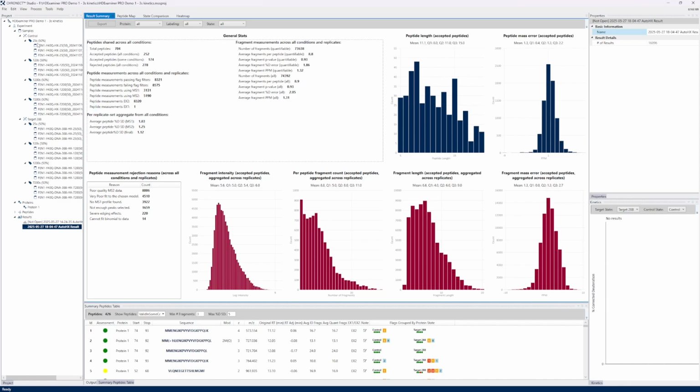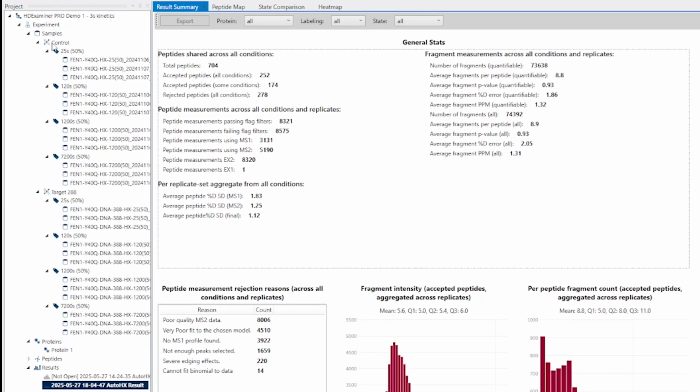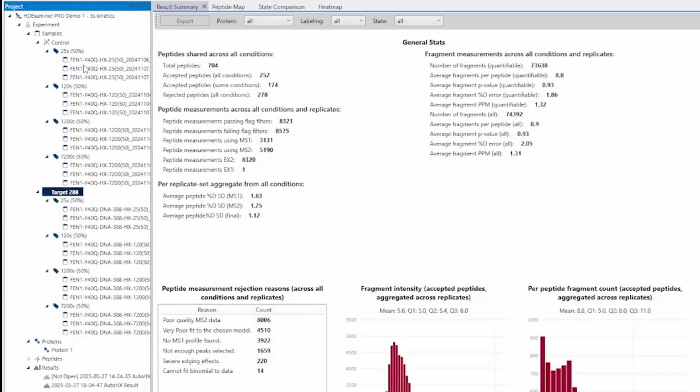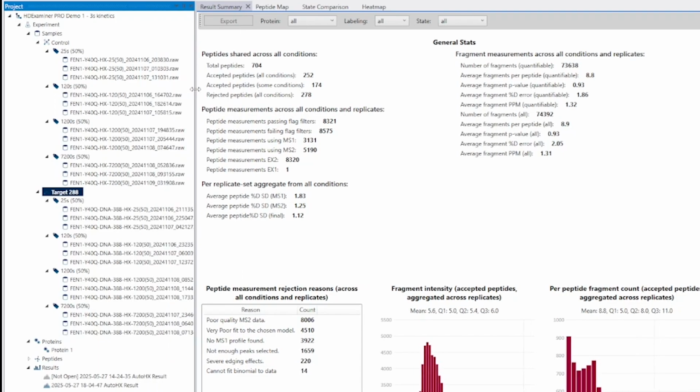The project is a 4 time point project in 2 protein states. We have a drug-bound state and a control state. Each condition has 3 replicates, so this is a total of 24 data files. The total amount of processing time for roughly 700 peptides was about half an hour. So 700 peptides, 24 files is half an hour.